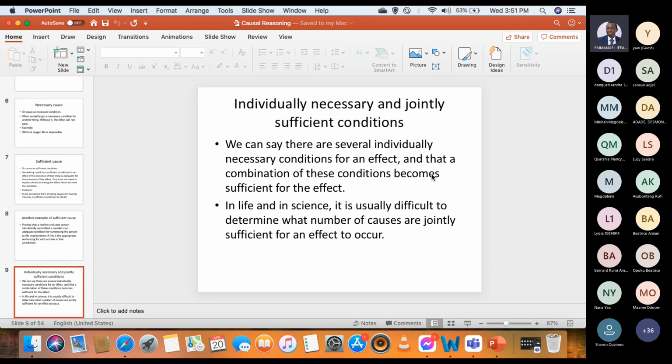So that's what I said earlier. We can have several necessary causes, but none of them is sufficient for an effect. In order to have a sufficient cause for something, probably a good number of necessary causes will have to come together to constitute a sufficient cause. In life and in science, it is usually difficult to determine what number of causes are jointly sufficient for an effect to occur.